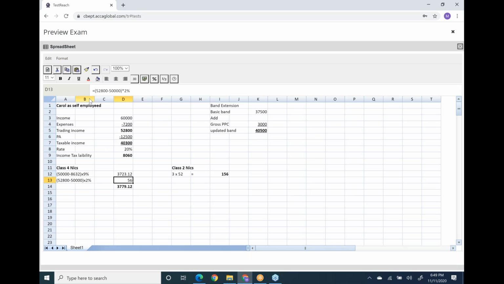Okay, so that's case 2. In case 2, if she is treated as self-employed, what are the tax consequences? Again I repeat, her income will be treated as trading income. You have to apply trading income rules first. Number 2, she has to pay income tax. Number 3, she has to pay class 2 NIC and class 4 NIC.